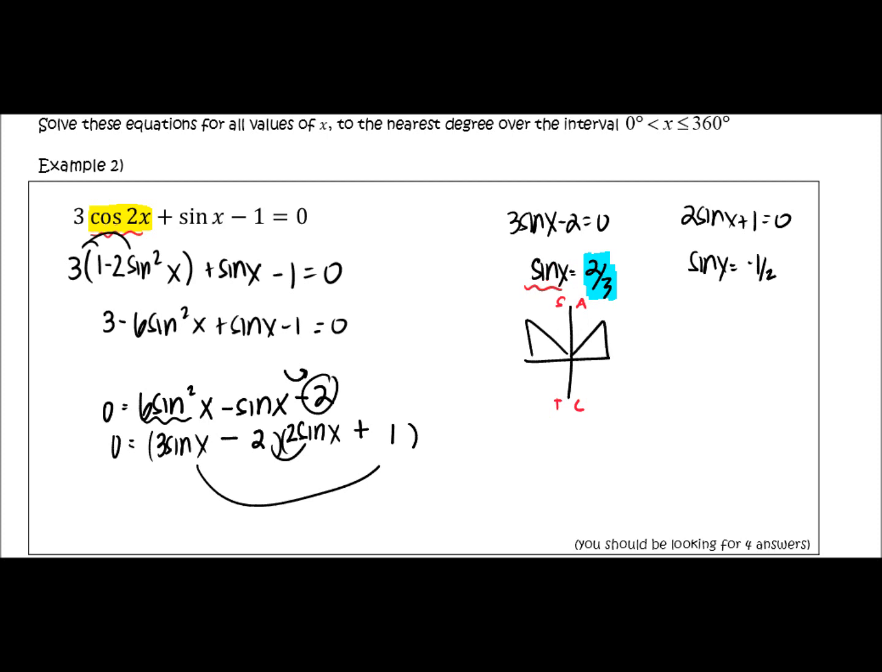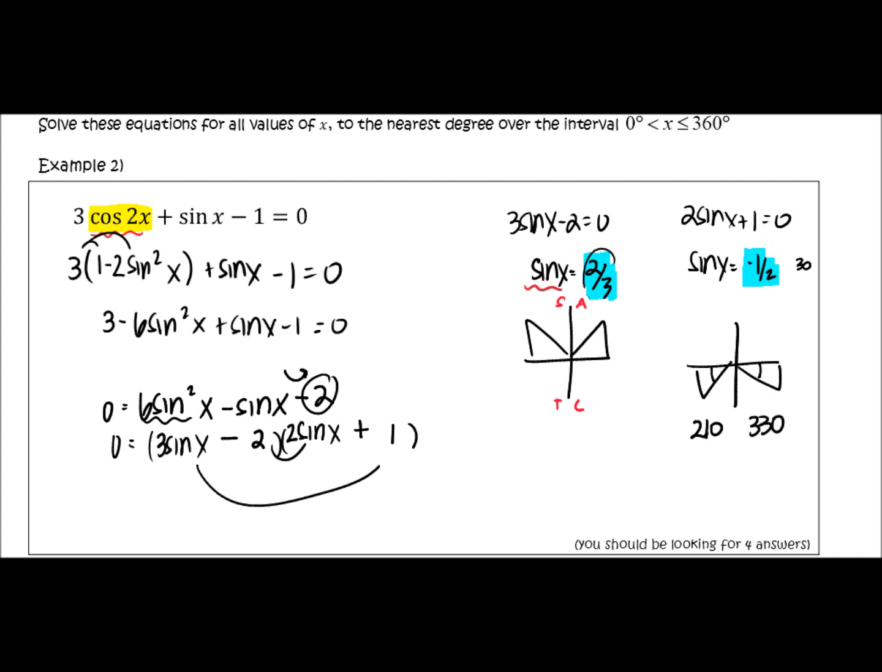This negative sine is also going to give you 2 answers, but sine is negative in quadrants 3 and 4. Let's do the 1/2 first, because I know which reference angle that is. The angle that has a sine of 1/2 is 30 degrees. That means it's the 30-degree angle down here in quadrant 3, or 180 plus 30, and the 30-degree angle down here in quadrant 4, or 360 minus 30.